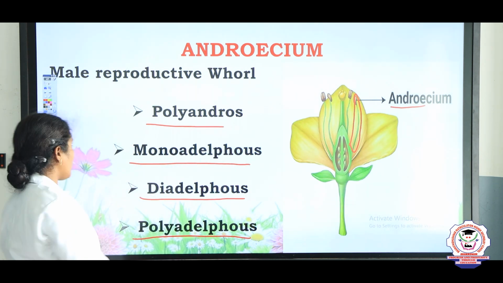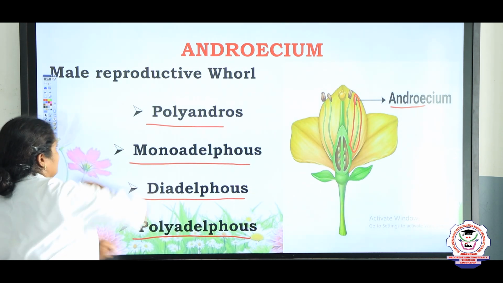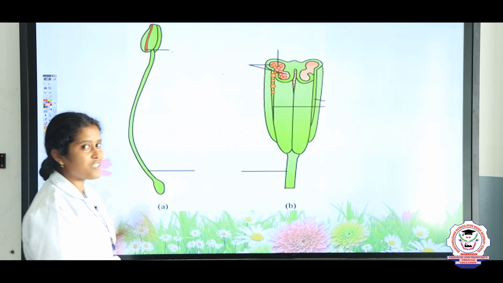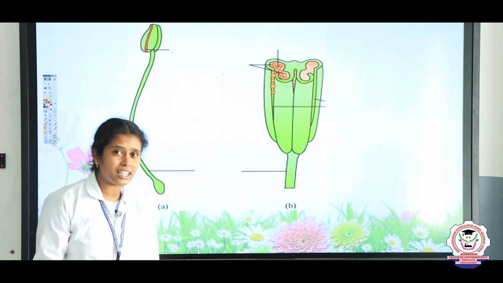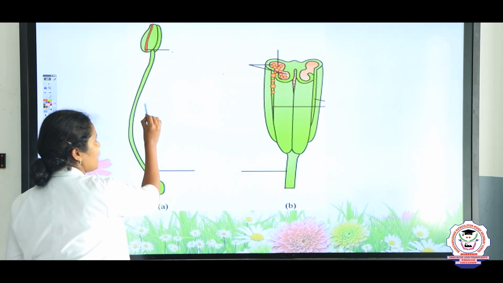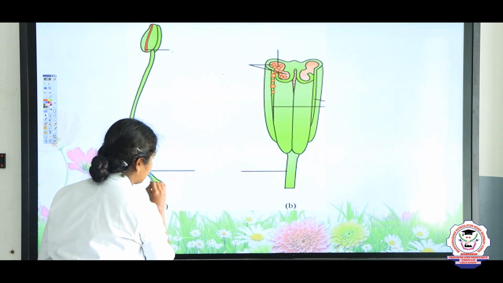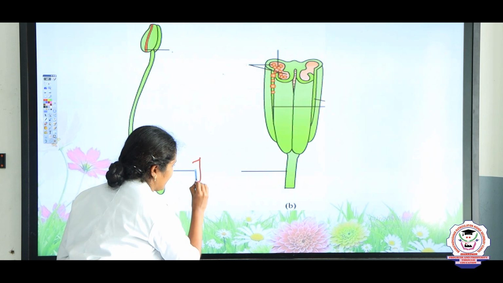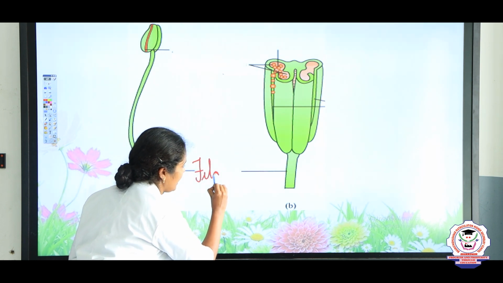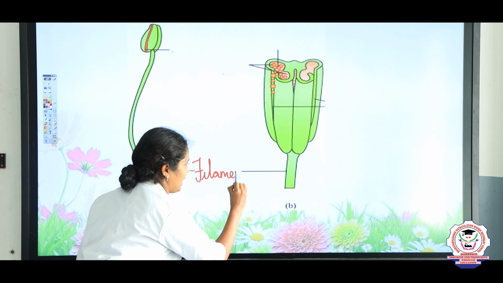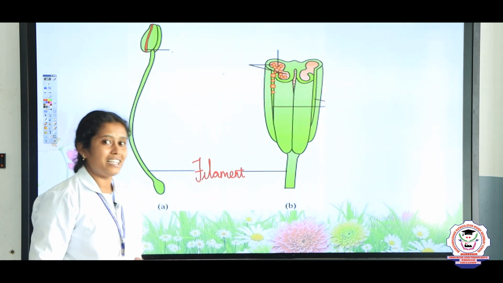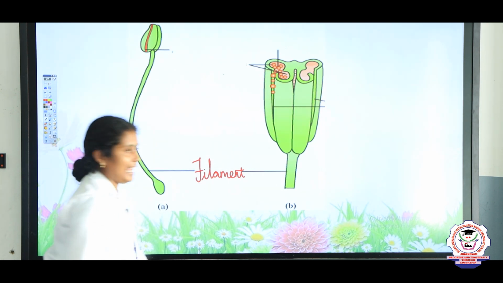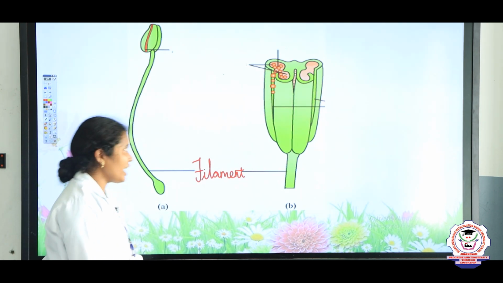First, the Androecium is composed of stamens. Now, what is the structure of a stamen? Let's see. This is the structure of a stamen. A stamen is mainly composed of three parts. First one, filament. This is the filament. F-I-L-A-M-E-N-T. Filament. Yes, the stalk of the stamen is called the filament. F-I-L-A-M-E-N-T, filament.